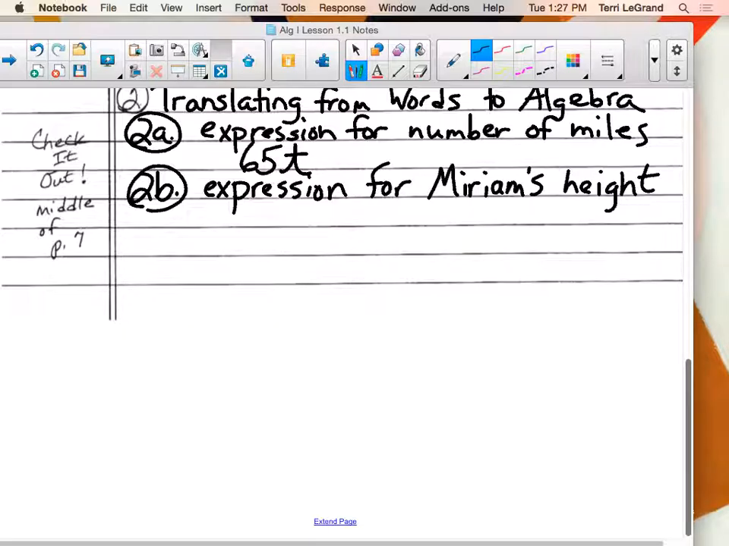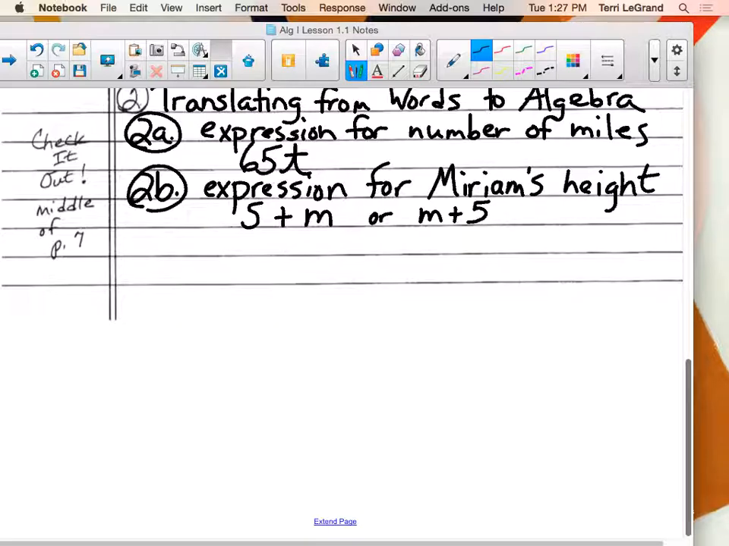5 times M? 5 minus M. 5 plus M. Or M plus 5, right? Because it does not matter in addition, because it says here that she is 5 centimeters taller than her sister. So she's got to add 5 to her sister's height. Her sister's height is M, right? Not 5 times as tall. Whew. Hopefully she's a baby then.